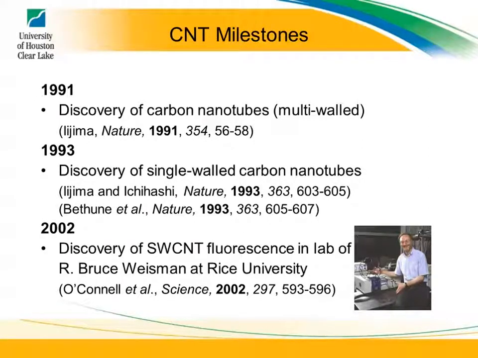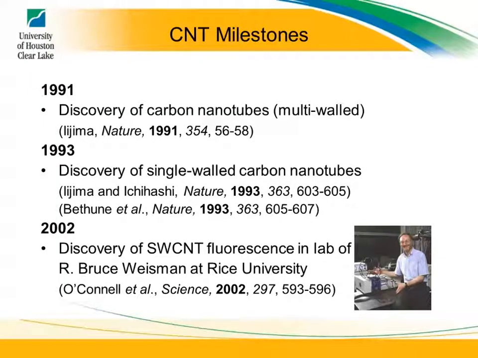Now, they were first discovered by Iijima in Nature in 1991, and in 1993, single-walled carbon nanotubes were actually discovered and made. And there were two papers that were published back-to-back. If you look up Nature in 1993, these papers are one right after the other. They did that on purpose, so both of them get credit for the discovery. And fluorescence of nanotubes, or the semiconducting nanotubes, was discovered in 2002 at Rice in Bruce Weisman's lab. And Rick Smalley is an author of that paper also.